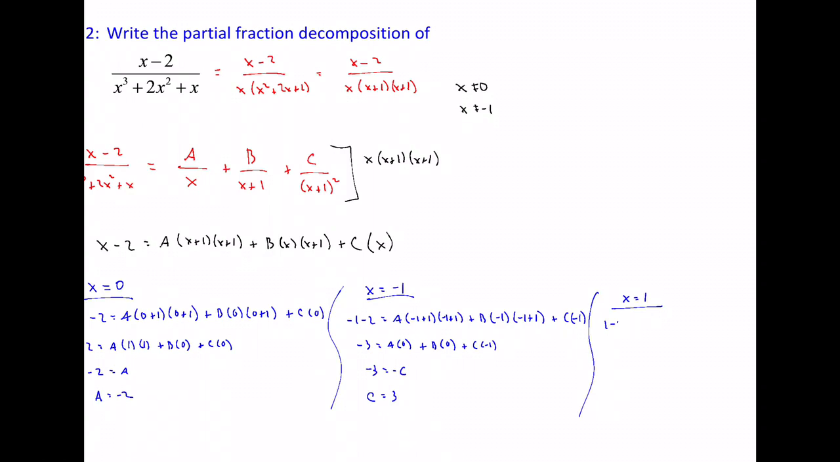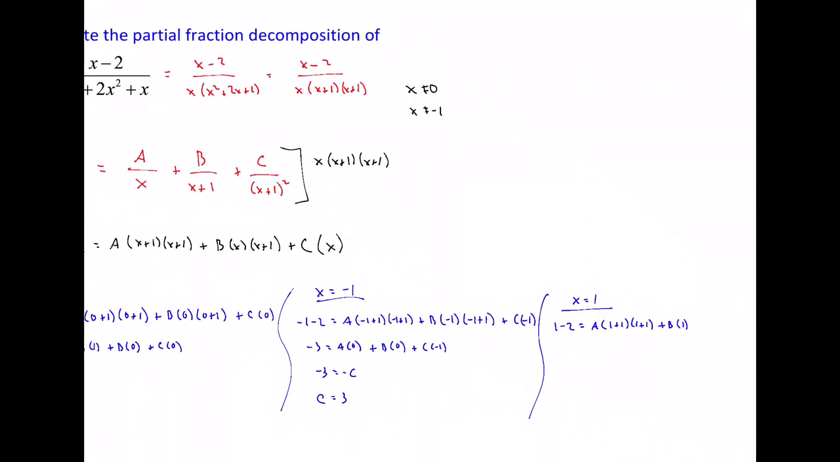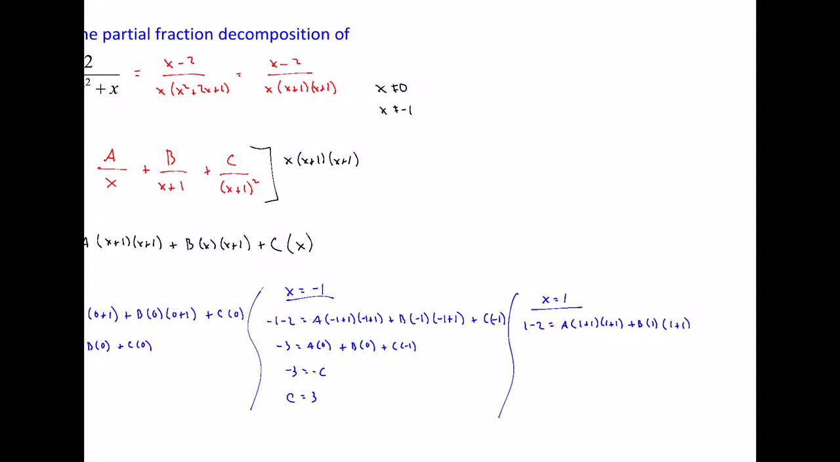So we'll do 1 minus 2 is equal to, and I'll leave the a in there and I'll plug those in just a little bit. So a, this will be 1 plus 1 times 1 plus 1 plus b, if x is 1, it'll be b times 1, and then 1 plus 1, and then plus cx, so plus c times 1.